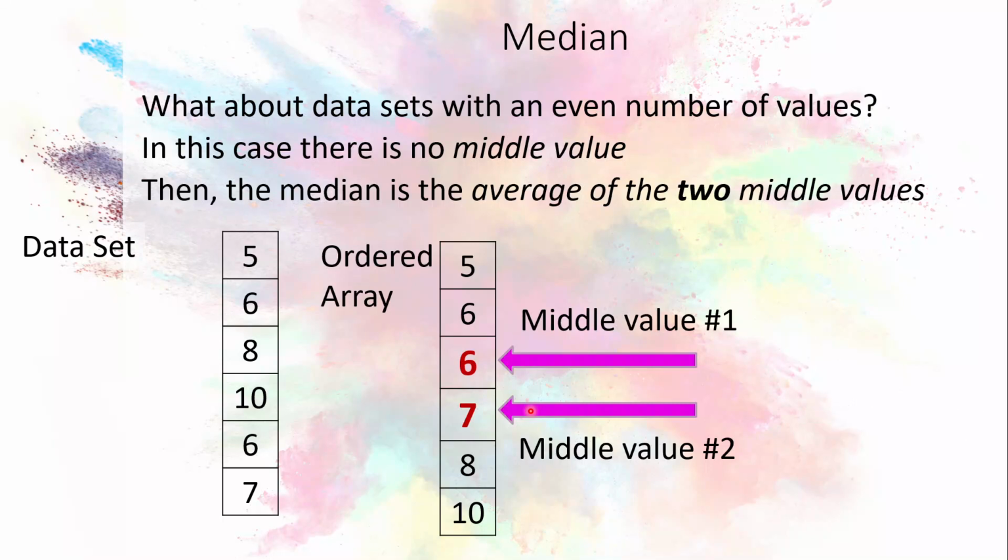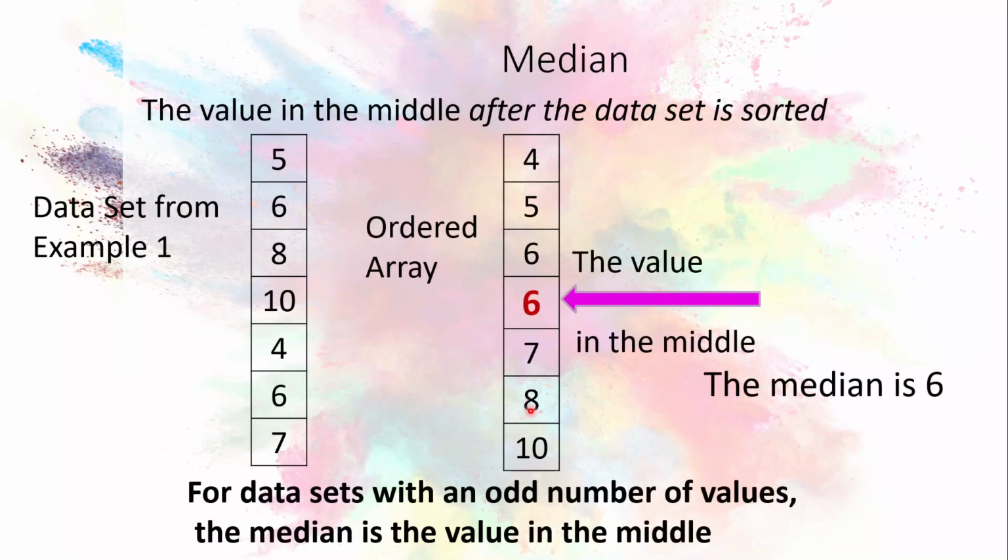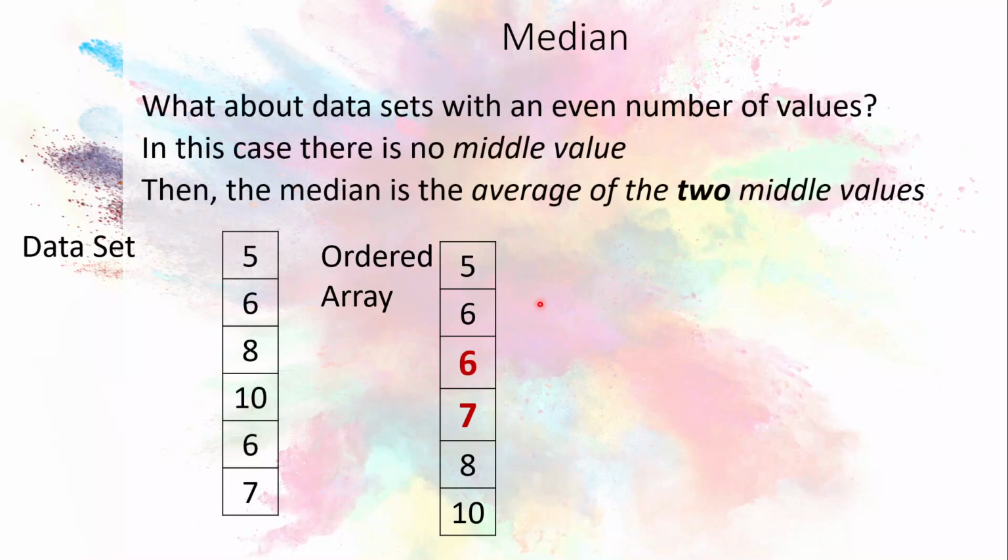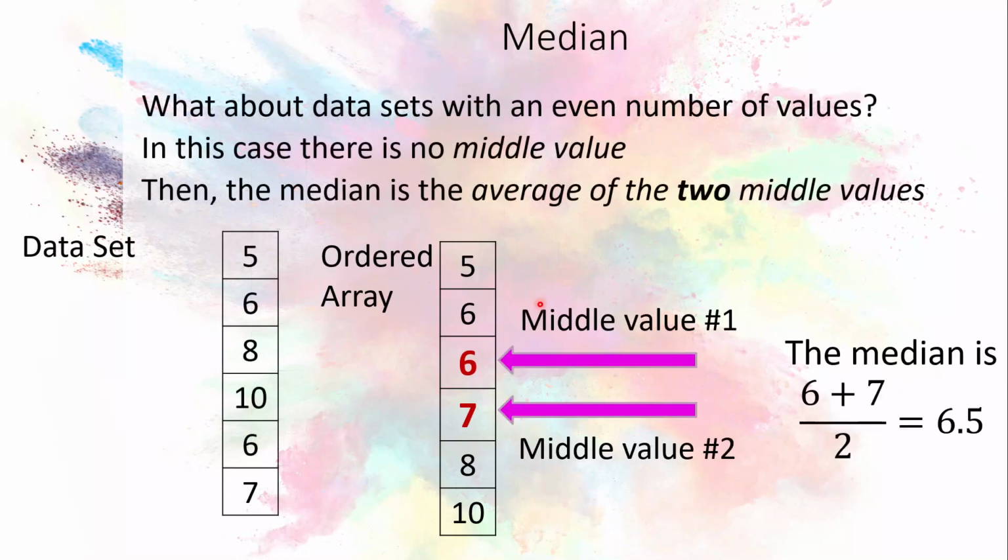In the other case, the median was 6. Notice that when you have an odd data set, the median is a member of that data set. When you have an even data set, the median may or may not be a member of the data set.